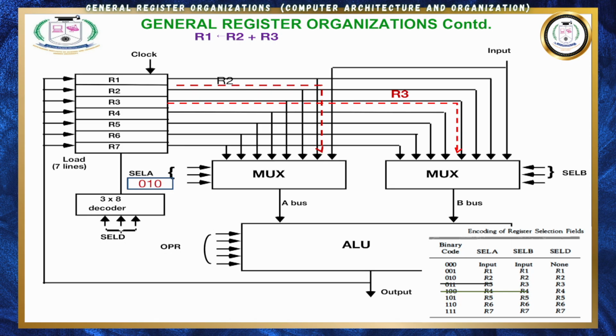This will be connected through the A bus and B bus. Now in the ALU we have operation inputs, which are represented as OPR. Again, we have 5 bits as a selection value.